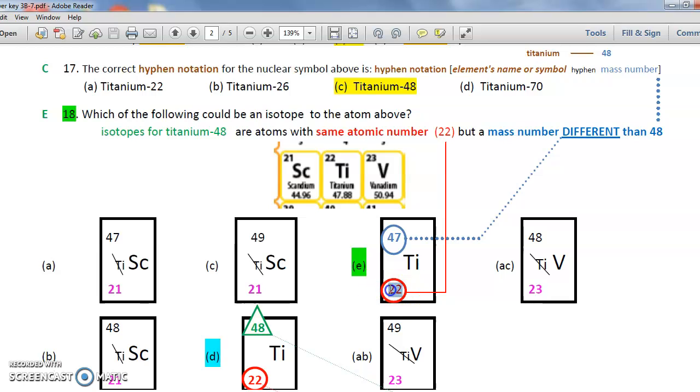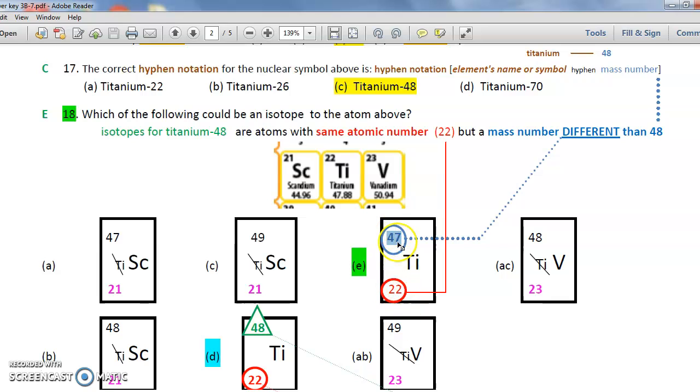Letter E does have a 22, so this one has a possibility. Isotopes have the same atomic number. But we need a number different than 48. This one has a different number. It has 47. Letter E is an isotope. Same atomic number, different mass number. In other words, same number of protons, different number of nucleons. Another way of saying that, same number of protons, different number of neutrons.